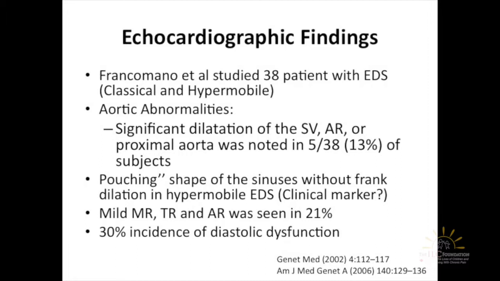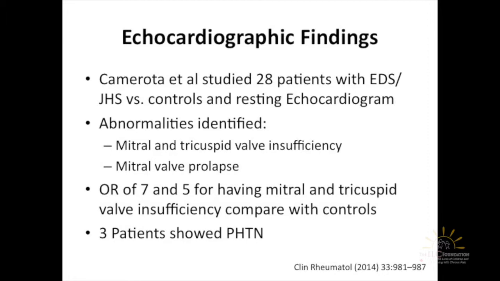And they found also that 30% of those patients have some sort of diastolic dysfunction. And that means that the filling of the left ventricle could be affected. And that's most likely related with connective tissue disease. Recently, Camerota studied the same population, 28 patients with EDS, and the only findings were mild tricuspid valve insufficiency regurgitation and mitral valve collapse. Three patients had pulmonary hypertension, and again, this is a small sample, so we cannot extrapolate to the general population with EDS.